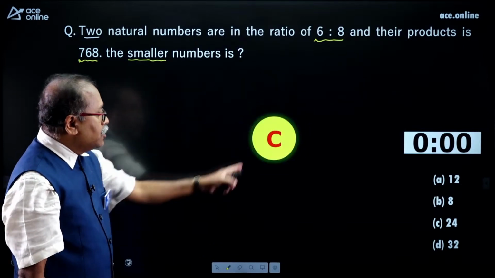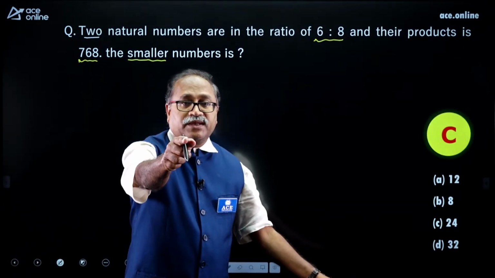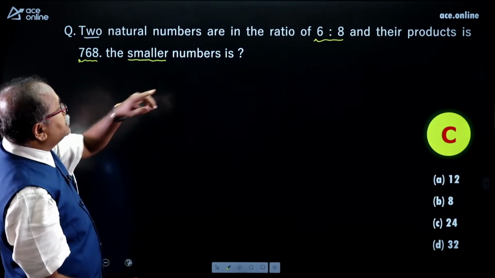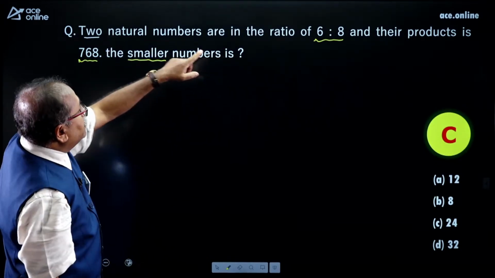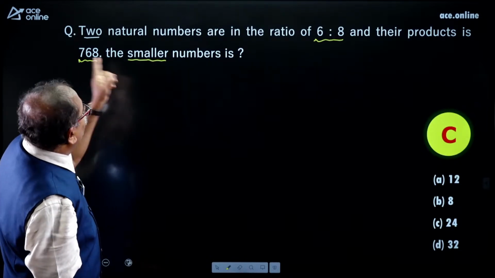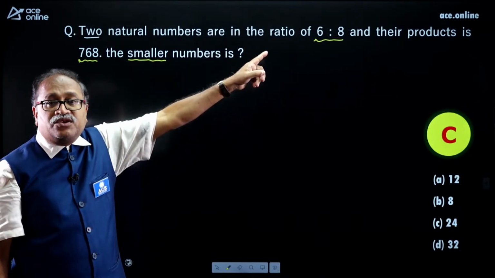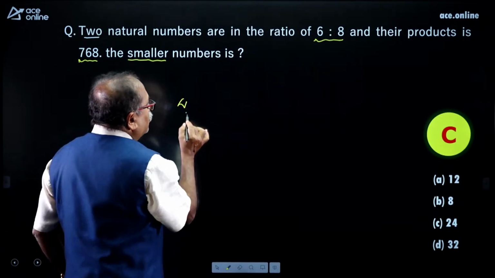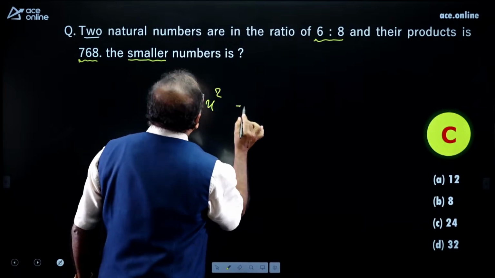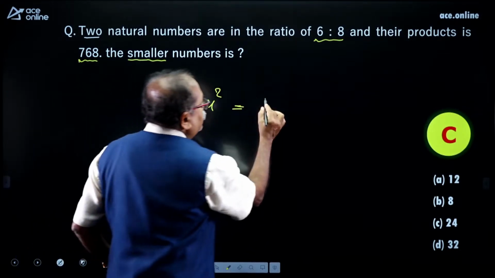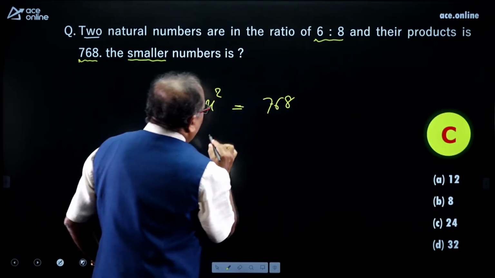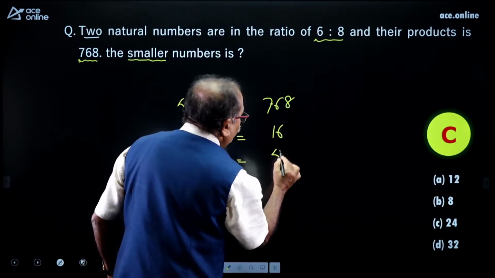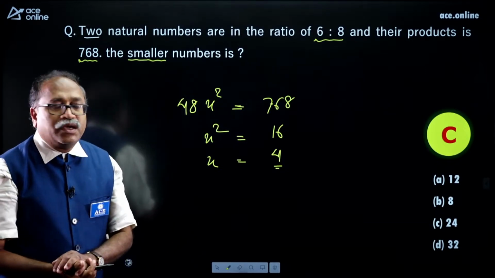Let me check your answer. Option C, 24, is the right answer. So, how did you get this one? The natural numbers are given and their product is given to us. That means 6x into 8x. 6 into 8 is 48, so 48x square. You have rightly said 48x square is equal to 768, which is given to us. Therefore x square is equal to 16, so x is equal to 4.